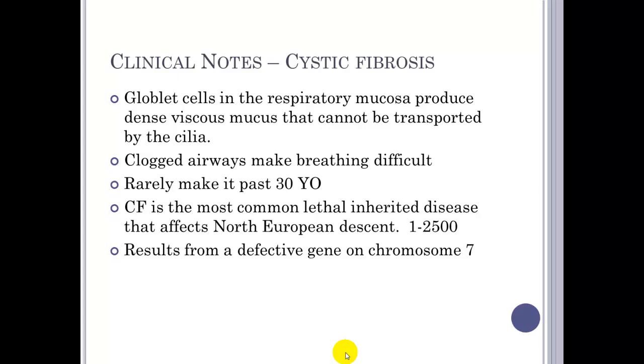This is a child or an infant onset. Cystic fibrosis is the most common lethal inherited disease that affects those of Northern European descent. 1 in 2,500 will actually have it. It results from a defective gene on chromosome 7.